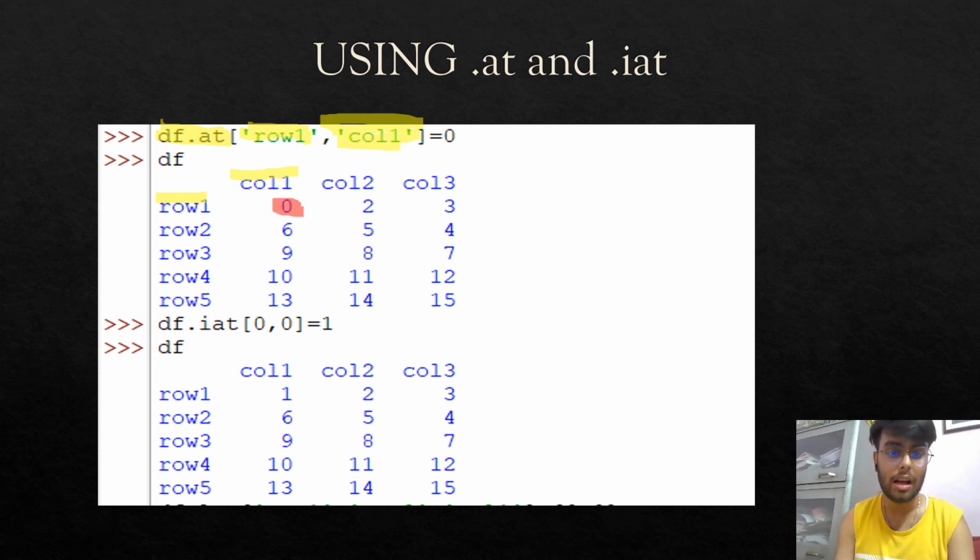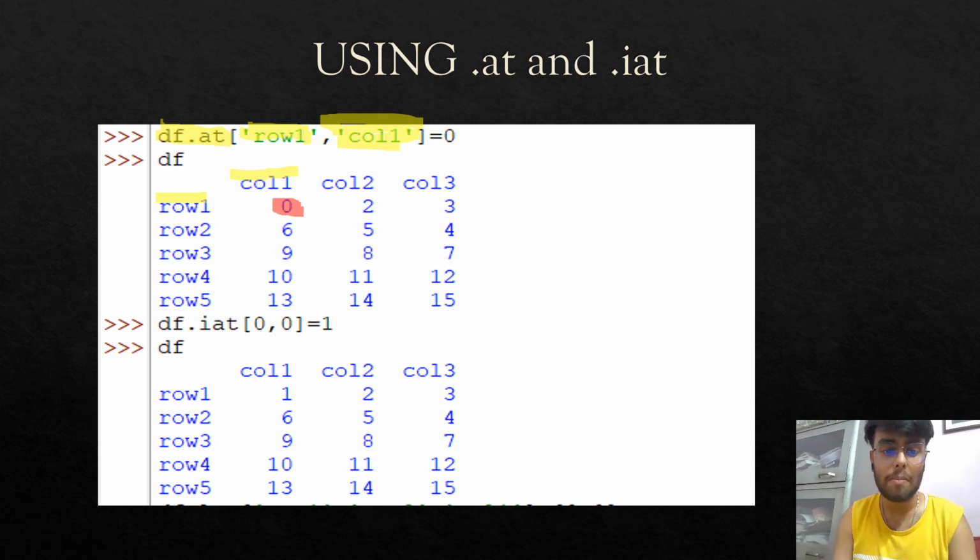Now similarly here, because we were using at, we use label based indexing, similar to loc. If you don't understand this, you can look at my earlier video where I have explained accessing the elements, and I have explained at, iat, loc, iloc usage properly with the label and implicit index.